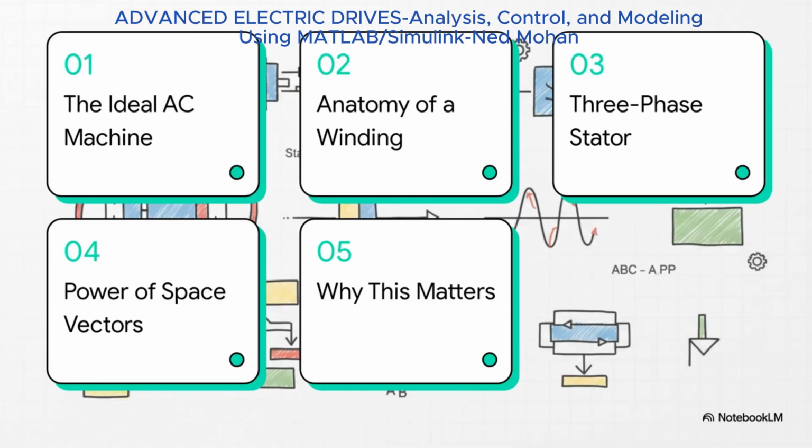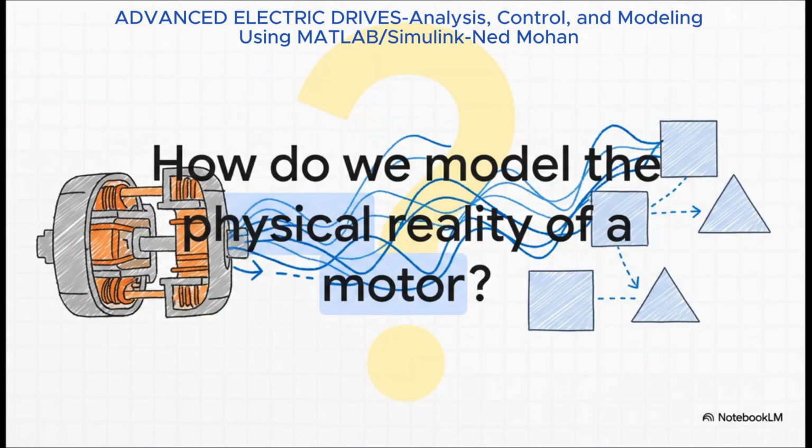So here's our game plan. We'll start with the what if, the perfect ideal AC machine. Then we'll get our hands dirty and look at the anatomy of a single winding. From there, we'll see how we scale that up to the full three-phase stator, and then we'll introduce a really elegant tool, the space vector, and tie it all together by asking why this framework is so absolutely critical for modern drive control.